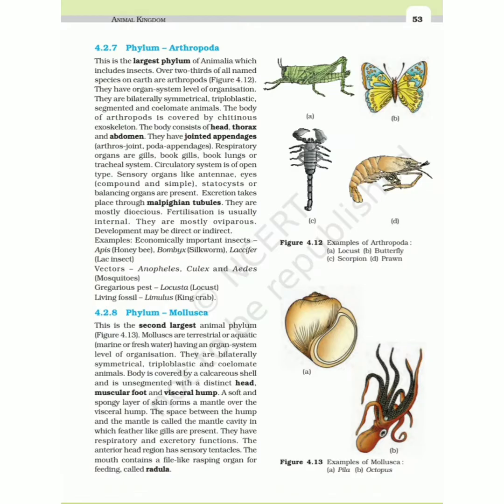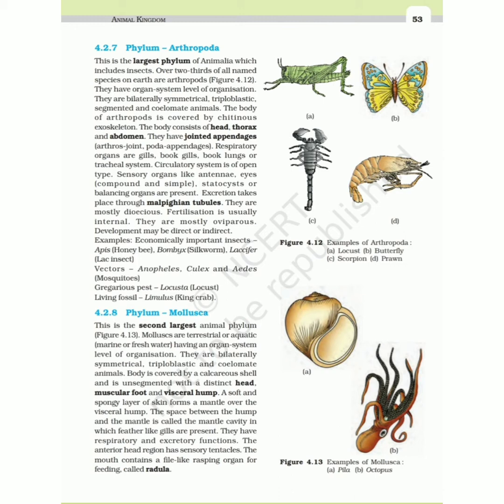4.2.7 Phylum Arthropoda. This is the largest phylum of Animalia which includes insects. Over two-thirds of all named species on Earth are arthropods, figure 4.12. They have organ system level of organization. They are bilaterally symmetrical, triploblastic, segmented and coelomate animals. The body of arthropods is covered by chitinous exoskeleton. The body consists of head, thorax and abdomen. They have jointed appendages (arthros, joint; poda, appendages).